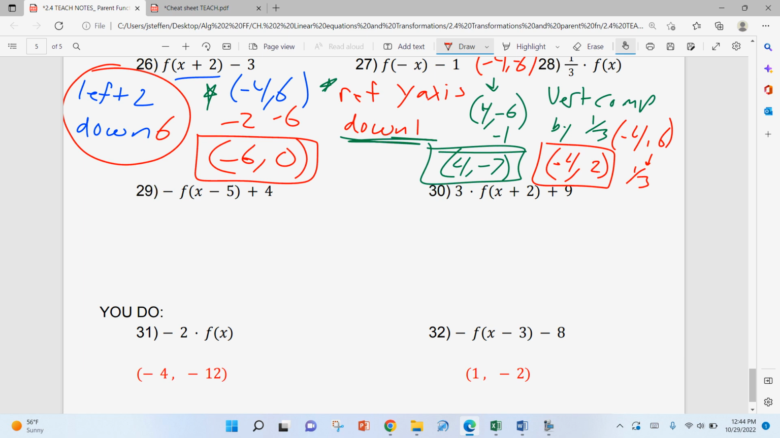Now again, if you're just going left to right, up and down, you can put them both in one step. But if you're doing anything else, reflections or stretches and compressions, I would do it in more than one step. So this one, work your inside out. So this is to the right 5. This negative is reflected across the x-axis.